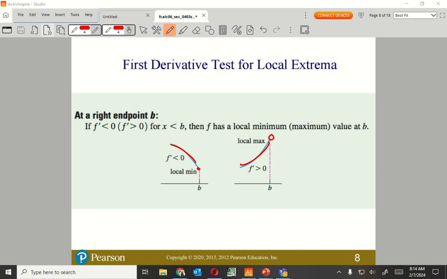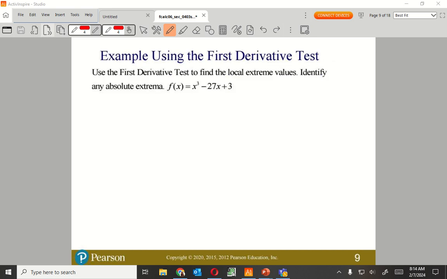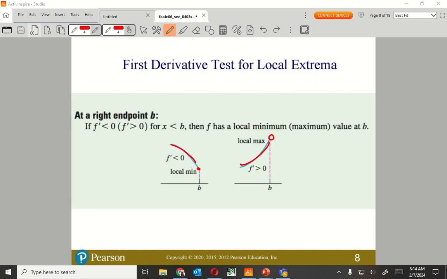If f prime is less than 0, is it increasing? Right, so right here, f prime is less than 0 for this first one. See this? Where this is going to be here at B, all of this right here is less than 0. So that is a slope going down, right? A negative slope to this point right here. And it's an endpoint, so that would be a local min. Over here, if this is going up to an endpoint, that is going to be a local max.